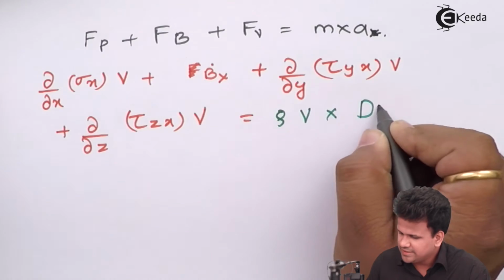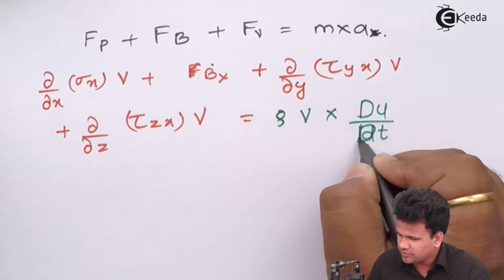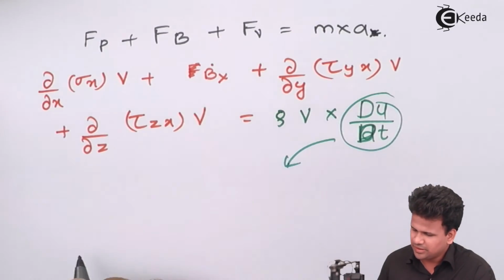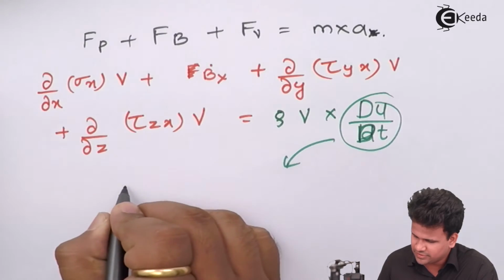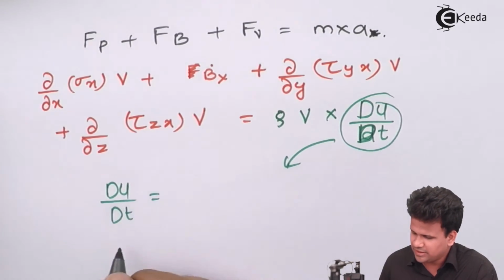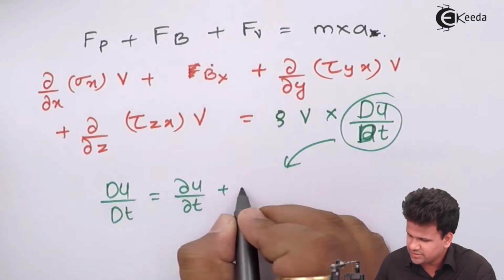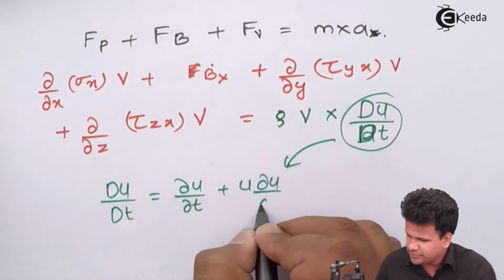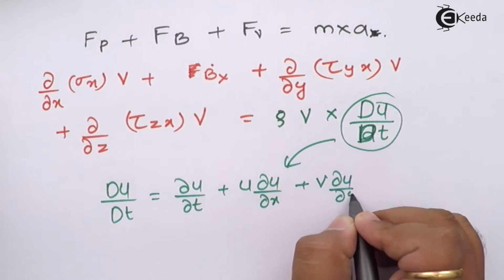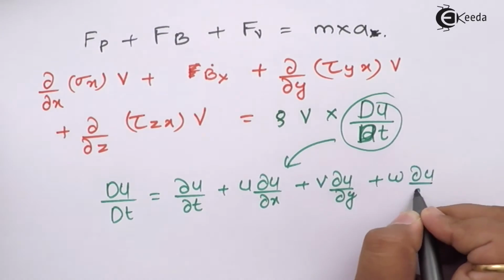So this is Du by Dt, capital D, not small, which we know is equal to dou u by dou t plus u dou u by dou x plus v dou u by dou y plus w dou u by dou z.